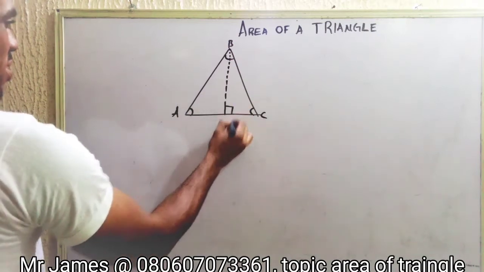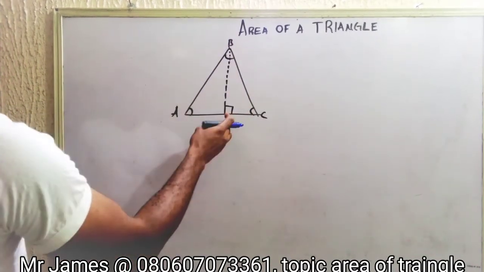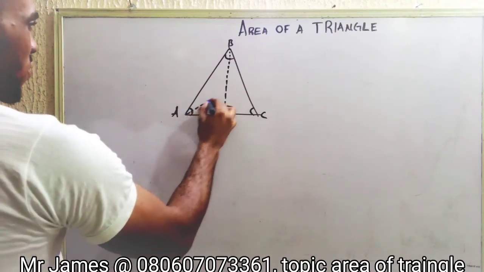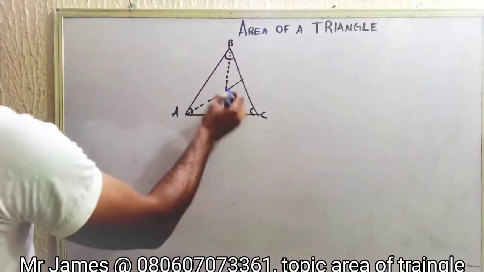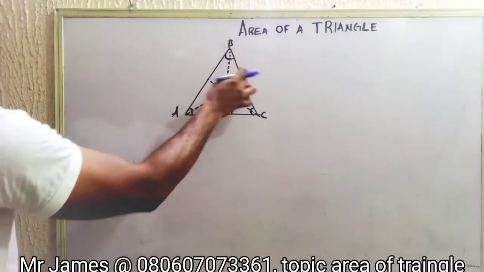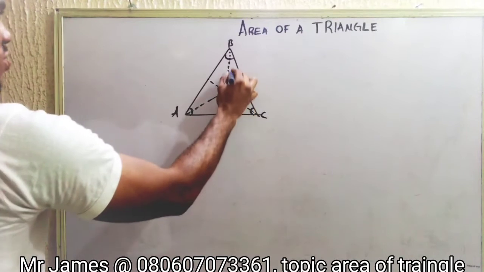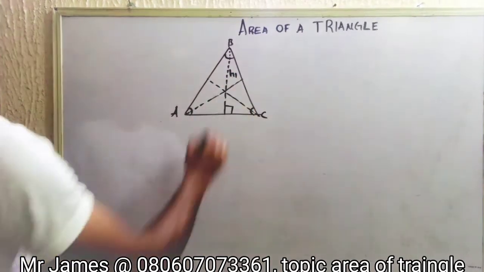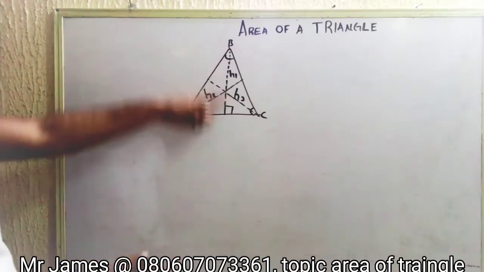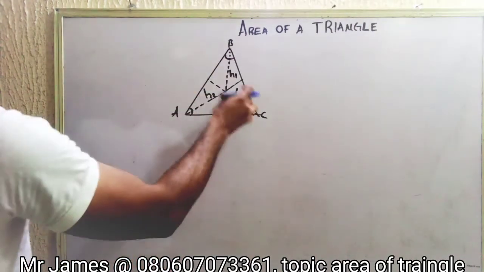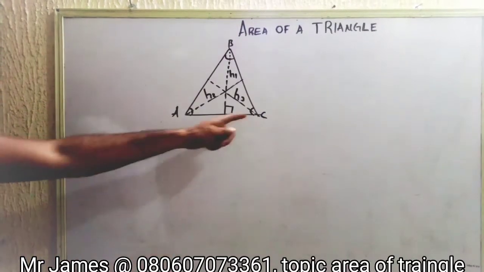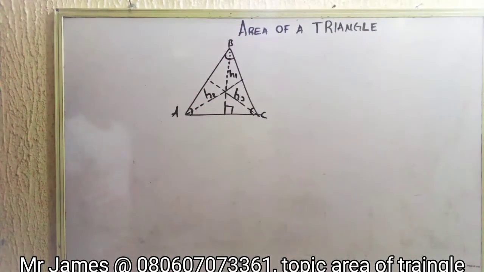Let's say here's an angle of 90 degrees, which simply means it's perpendicular to this. There could be a perpendicular running from this point to this point, and there could be another one running from this point to this point. This line, let me label it H1, then H2 and H3. H1 is perpendicular towards AC. H2 is perpendicular towards line BC, while H3 is perpendicular towards line AB.